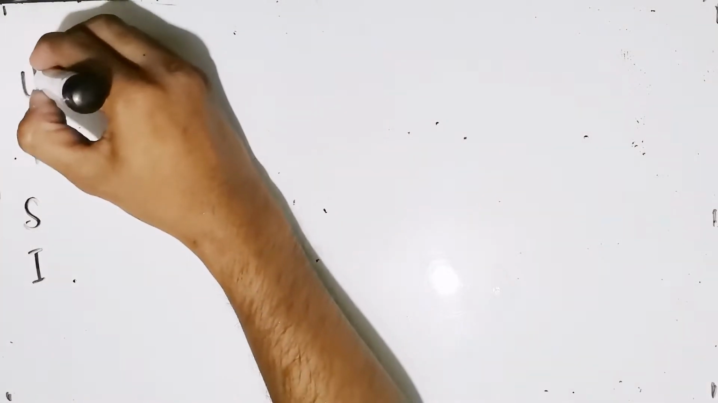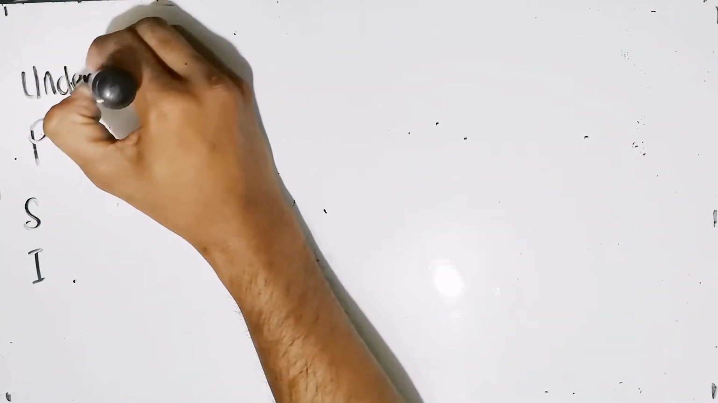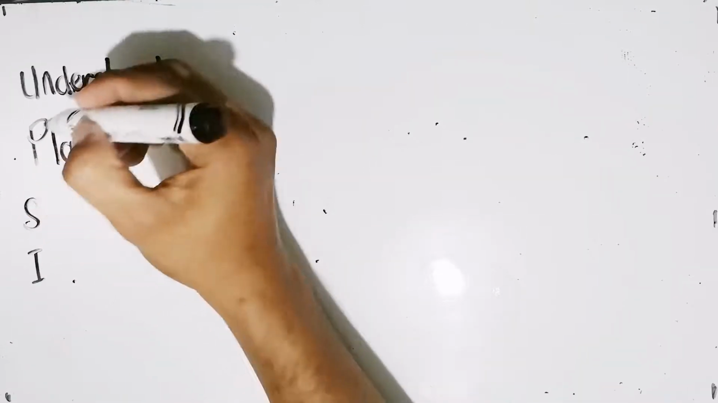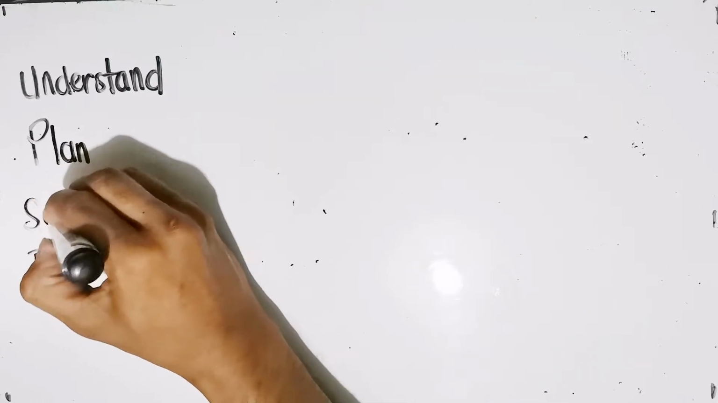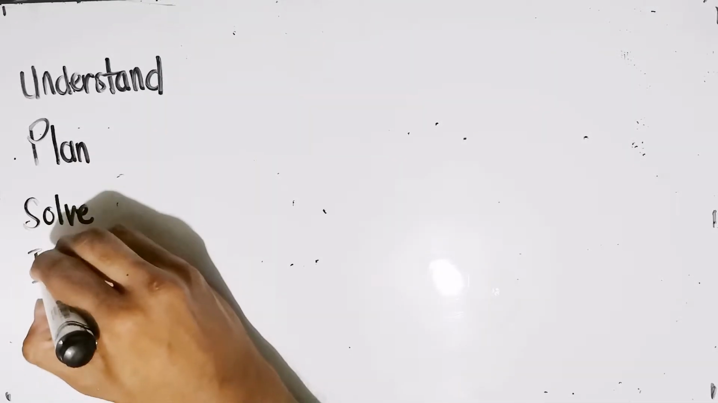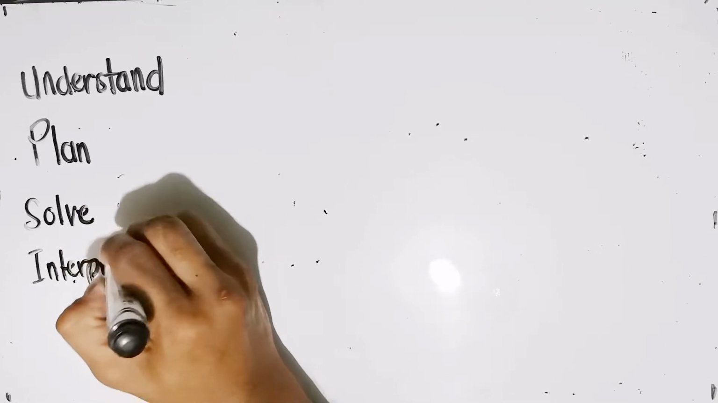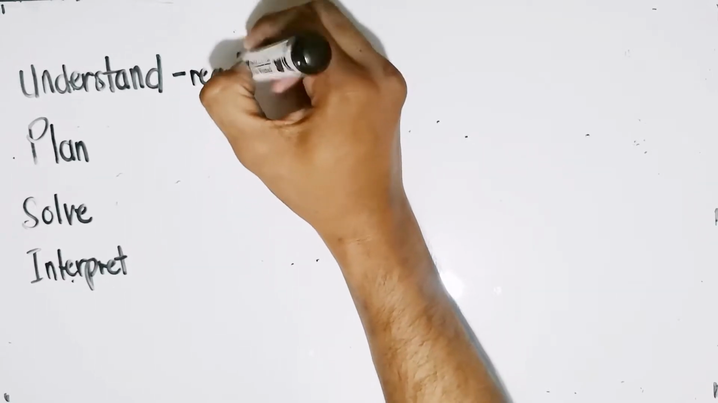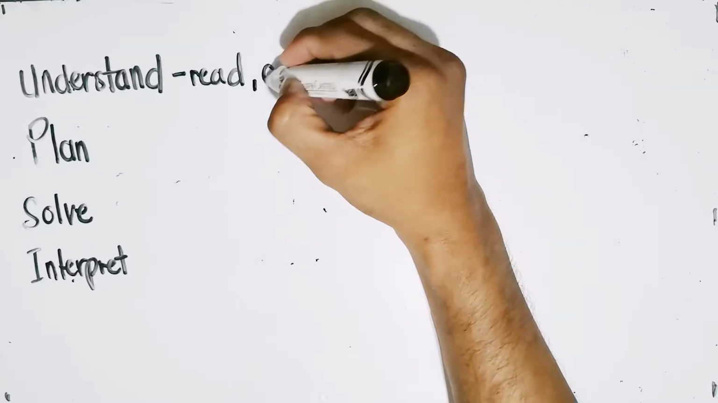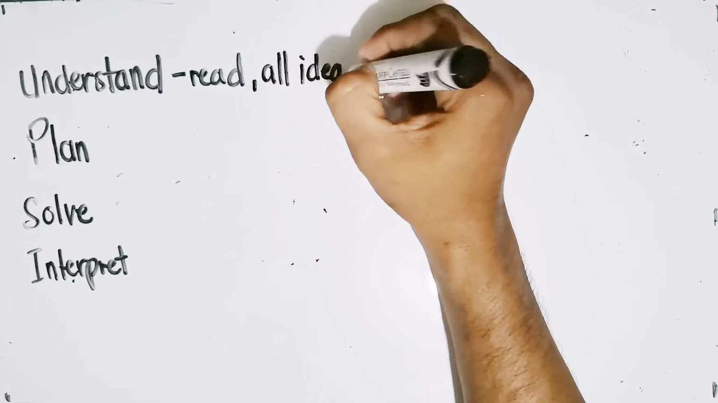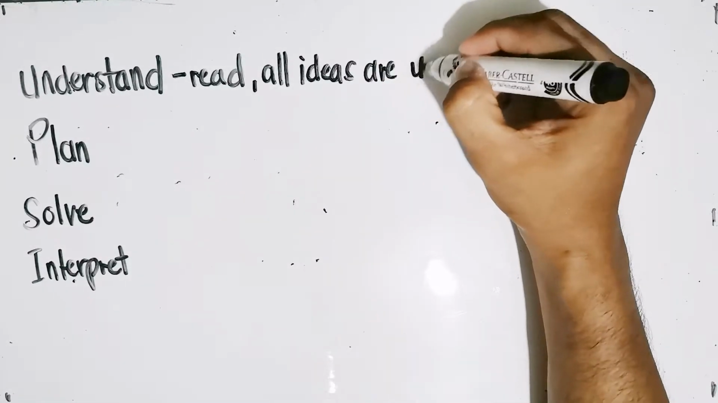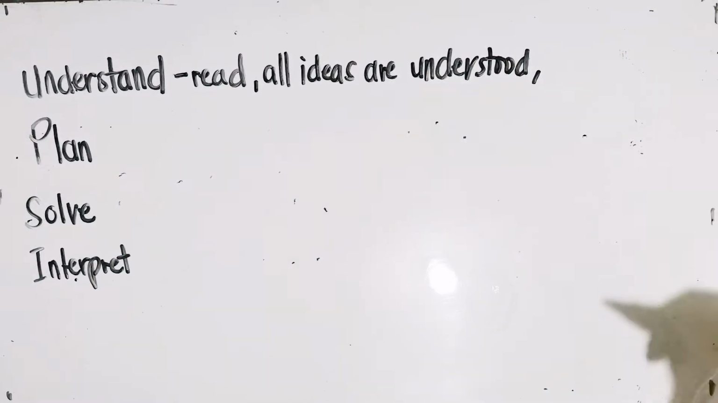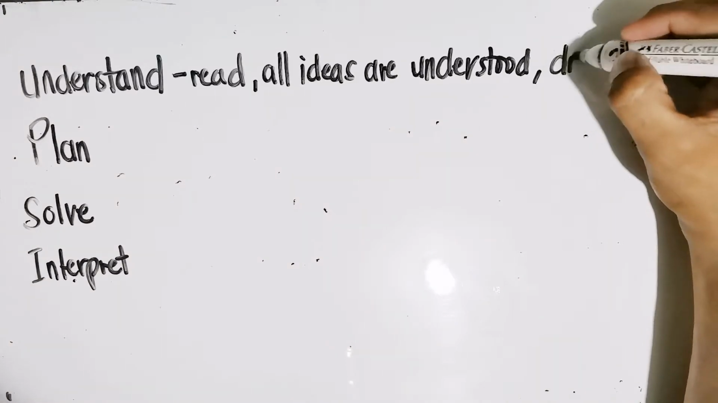U stands for understand. P stands for plan. S stands for solve. And I stands for interpret. Understand comprises that you have read the problem. All ideas should be understood. And most importantly, you will draw a diagram.